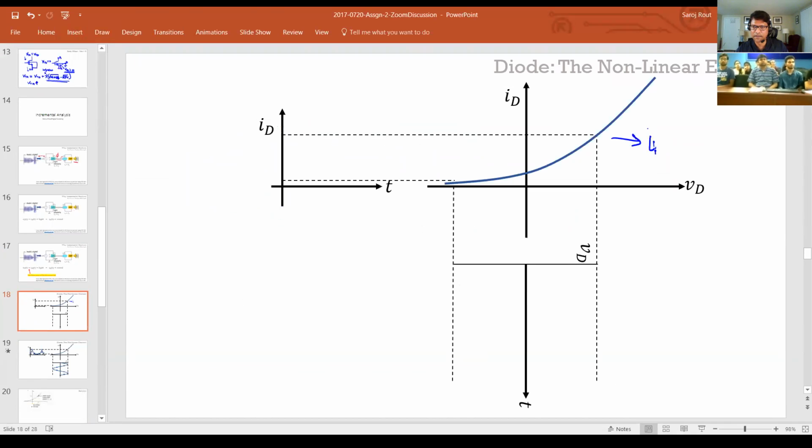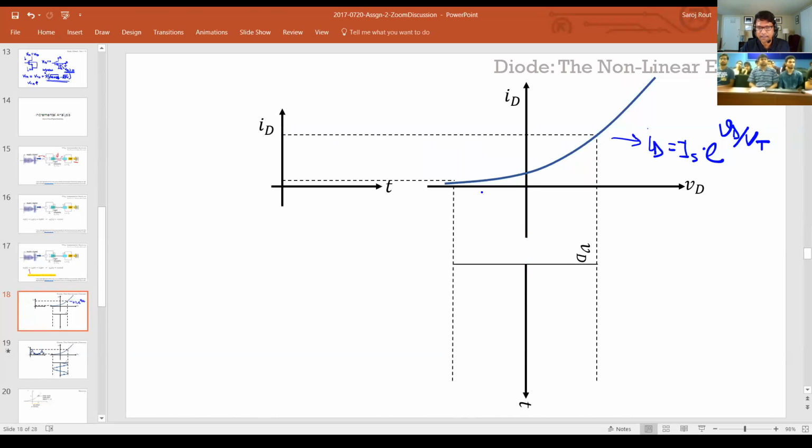So if I write the diode current equation, it's some saturation current, and it's an exponential of the voltage across the diode over the thermal voltage, which is constant for a given temperature, right? So that's obviously nonlinear.